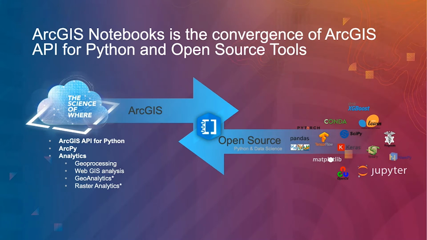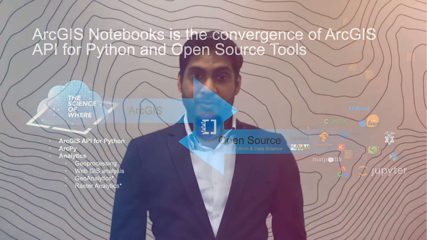Most importantly, Jupyter Notebooks. Jupyter Notebooks allows you to create and share documents that contain live code, where you can code line by line or by section without waiting until the end to find out that there's a bug in your code. So what is ArcGIS Notebooks?